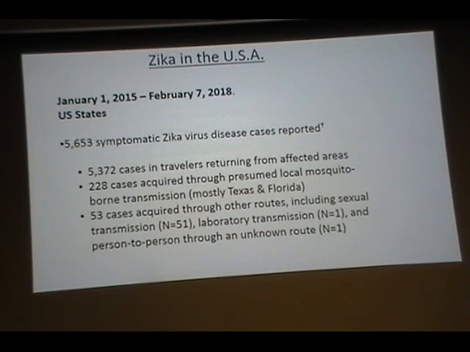In the United States, we have had cases of Zika since 2015 through 2018. 5,653 symptomatic Zika cases have been described. The vast majority are travelers returning from or coming from an endemic area. There are some cases where people think that local mosquitoes have contributed, in Florida and Texas, and so that's something to be concerned about. And then there's the possibility of sexual transmission too, that has been recognized in several cases.